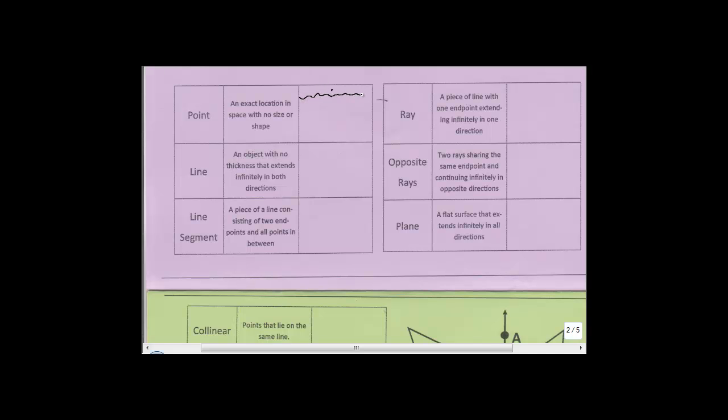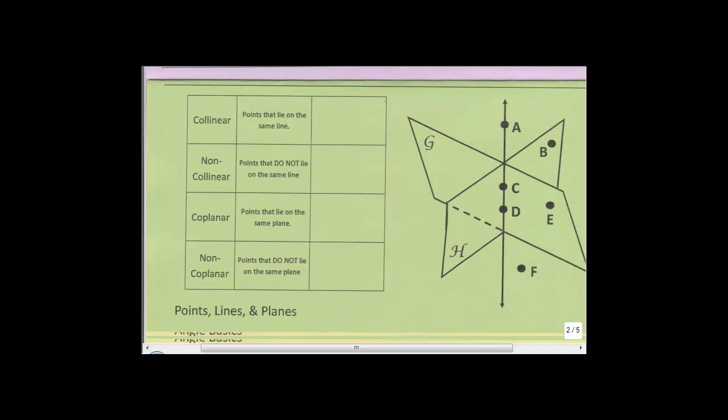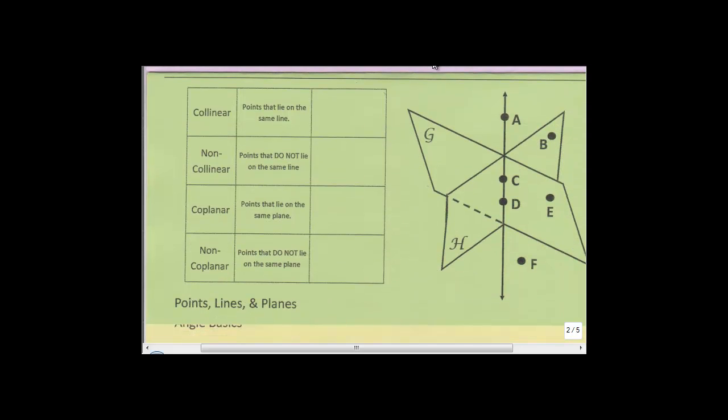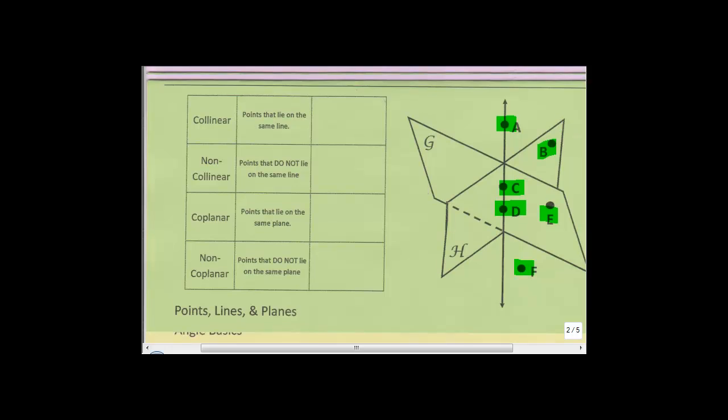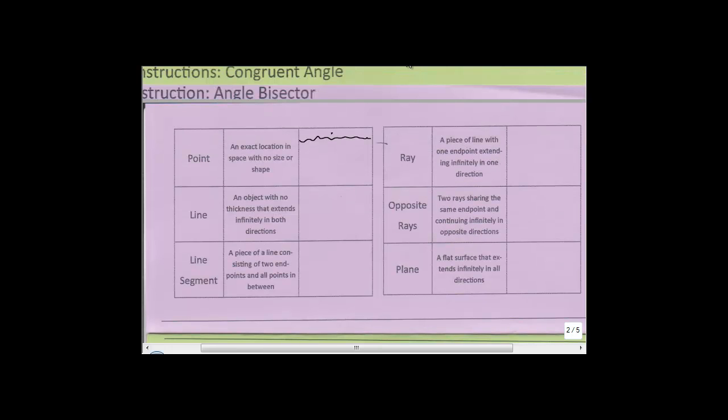And whenever we look at points on a picture, we're going to use the picture down here in the green part. Points are all these dots. So we have point A, B, C, D, E, and F. Those are all of my points. And we just list them as the letters. So A, B, C, D, E, and F.